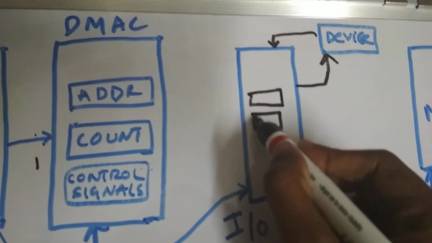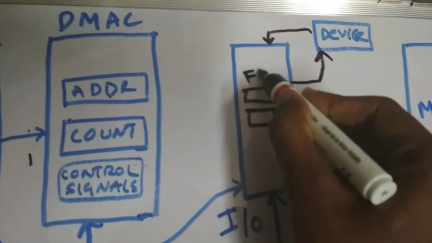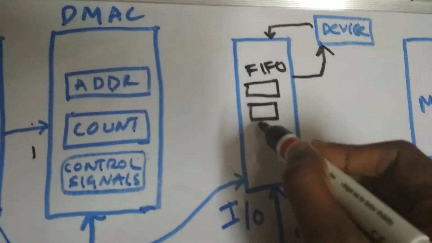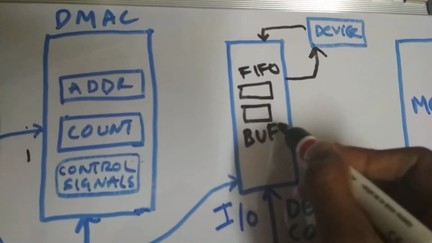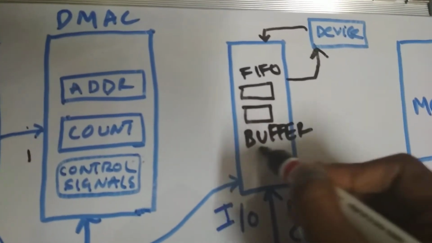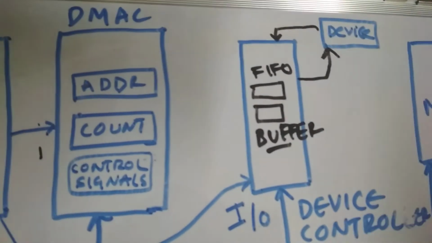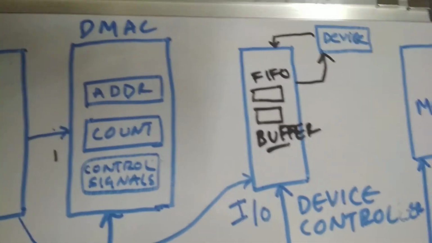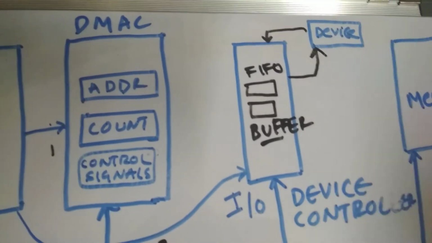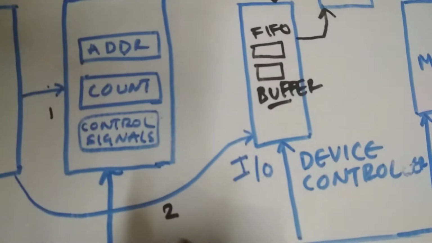So FIFO or a buffer are storage elements. We can have a FIFO or a buffer. It is nothing but a temporary storage element. FIFO and buffer are temporary storage elements, which will store the data and we can take the data from them later. So this is the second step.